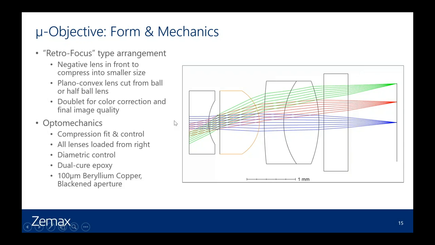I've mentioned some things here, like when you have the loading of the system from one side, you can control the diameter very accurately. Maybe use some two-part curing epoxy to hold the elements in place, and then you can make very thin beryllium copper aperture stops, which can be very accurately created to have the right size so that you control your F number, and of course things like stray light.